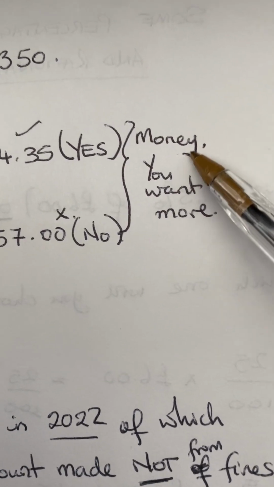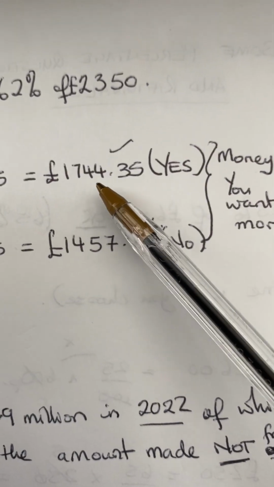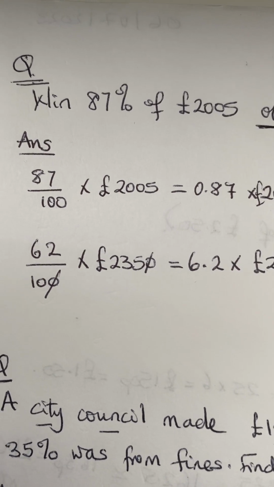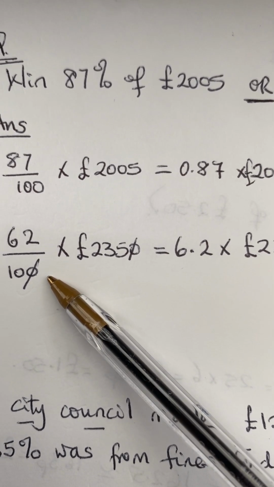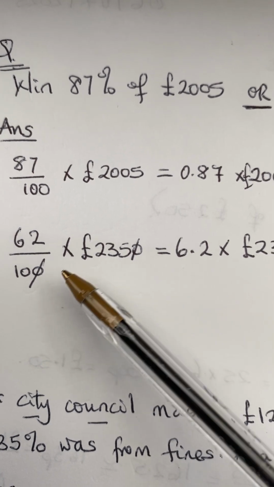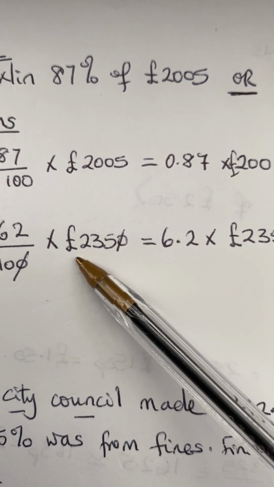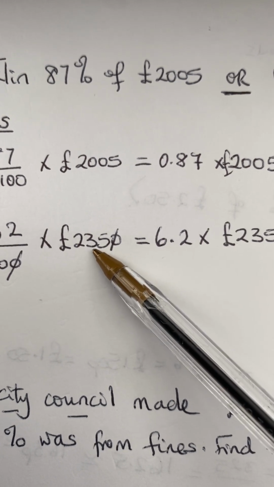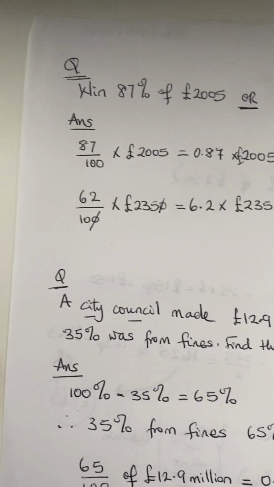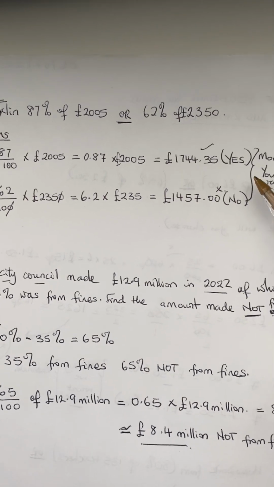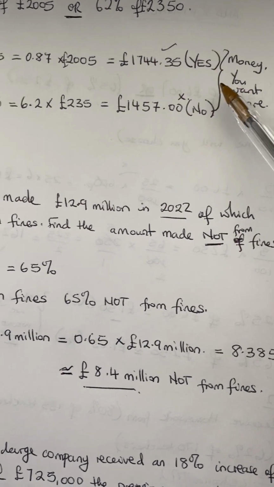So my decision is, and my rationale is, money. I want more. So yes to the first one, 87% of 2005 pounds, and no to 62% of 2350 pounds. Okay, so this is where we go from. So from there, this is my rationale.